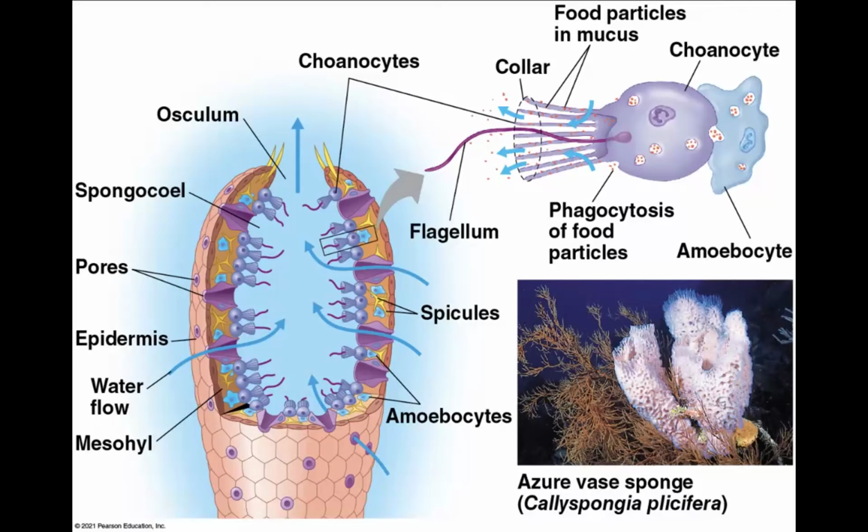This diagram gives you a general overview of the structure of a sponge. Note that the inner layer of cells contains the choanocytes. Also note their similarity to the choanoflagellates. From there is the mesohyl layer, which is then surrounded by the epidermis layer. Also note the presence of pores that will allow the water to flow into the internal chamber. Water will then exit out the top of the animal at the osculum.